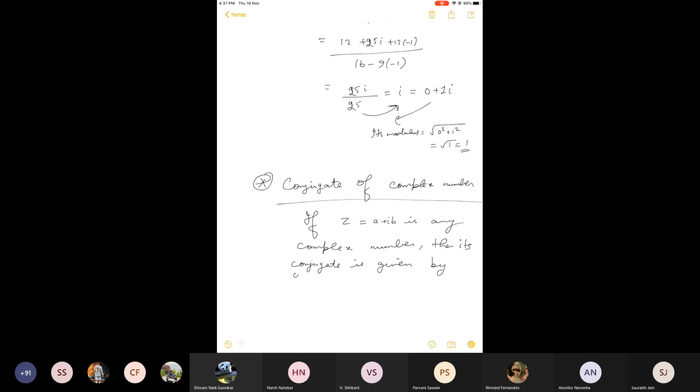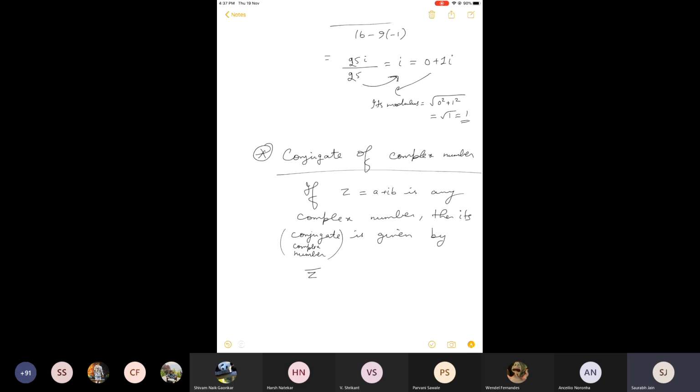Okay. Conjugate of a complex number is a complex number only, right? So conjugate complex number, this complete term. Conjugate complex number is given by z bar. This is the symbol. We read it like this, z bar. This is the pronunciation, z bar. And how do we find its value? Its value is z bar equals a minus iota b.